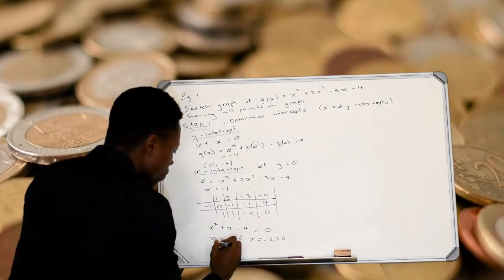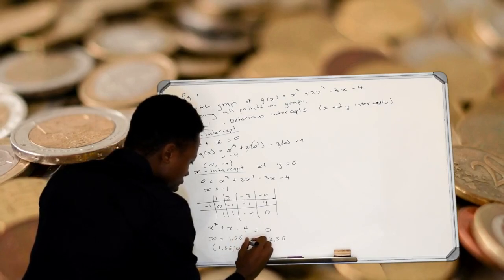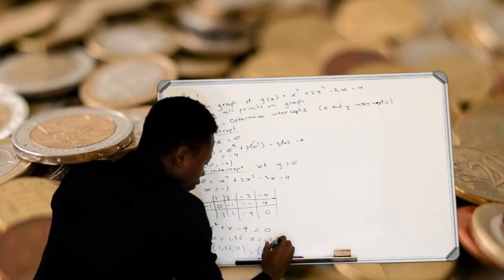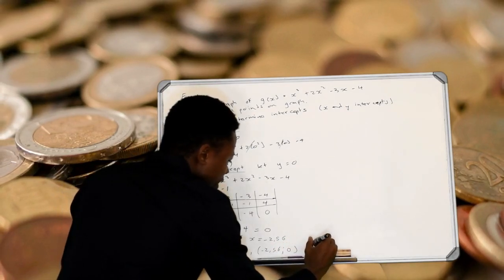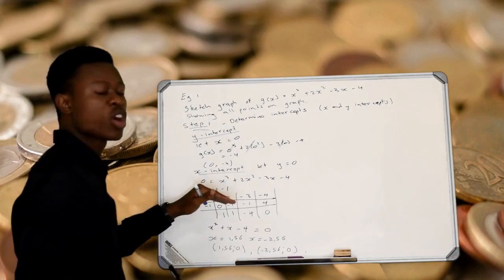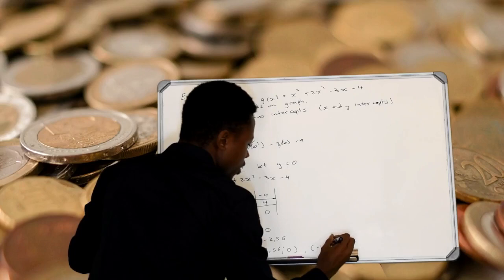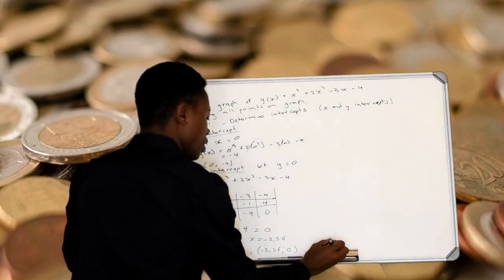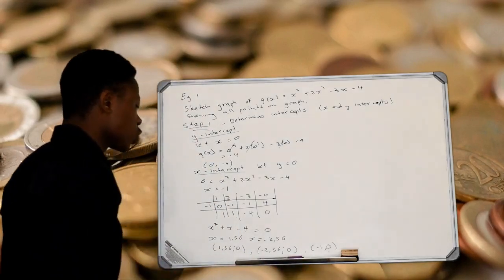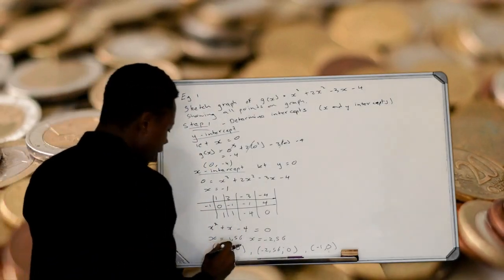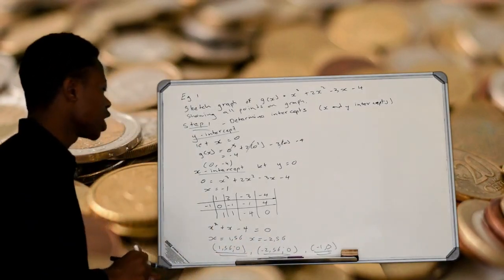So my 3 coordinates would be 1.56 and 0. The second one is -2.56 and 0. And my last one is the one that I found above by trial and error, which would be -1 and 0. So those are my 3 x-intercepts. I have 3 x-intercepts and those are the ones.